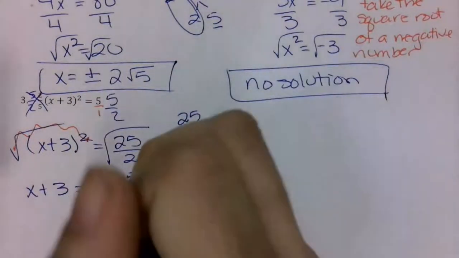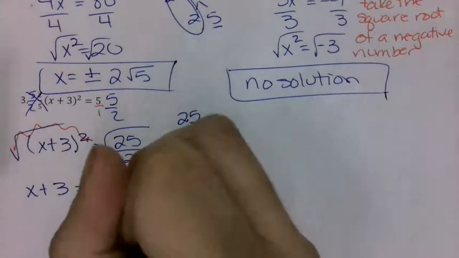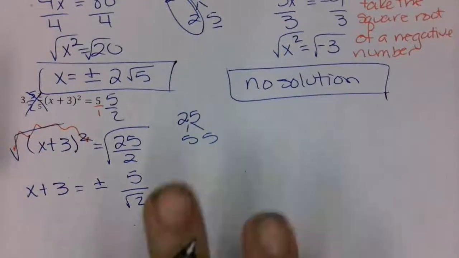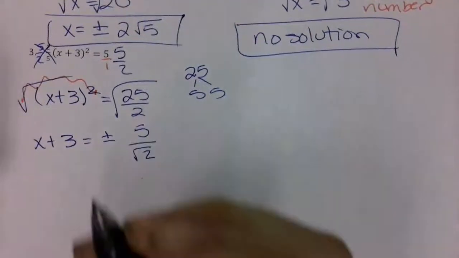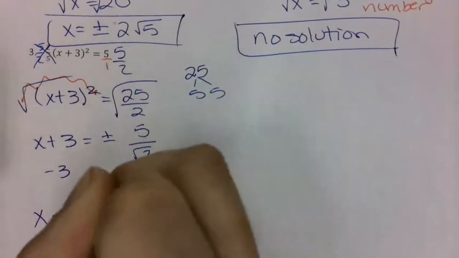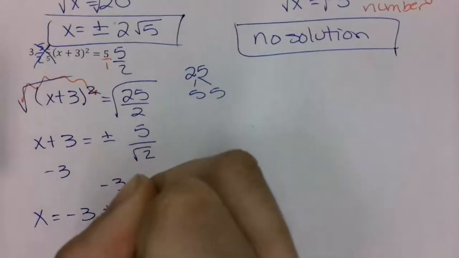When I take the square root, though, of the top, I have to leave the square root on the bottom, because I can't take the square root of 2. What numbers multiply to 2, Diego? 1 times 2, those are 2 different numbers. It needs to be 2 of the same. Okay? And then to solve, I just need to get x completely alone. So I subtract 3 on both sides. I have x equals negative 3 plus or minus 5 over the square root of 2.